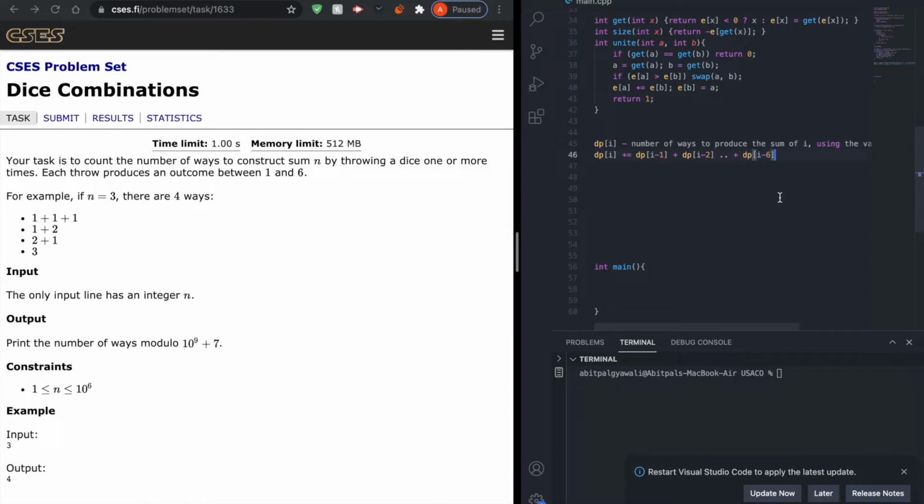That means the number of ways to get i minus 6 plus 6, so we roll a 6. And then we'll just add these up. So the values on a dice: we just roll 1, 2, 3, 4, 5, 6, and then count how many ways we can get i minus 1, i minus 2, and so on. So that's how we're going to do it. I'll just comment this out.